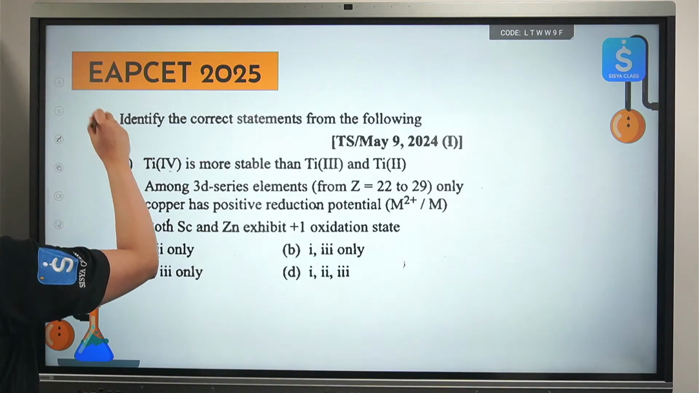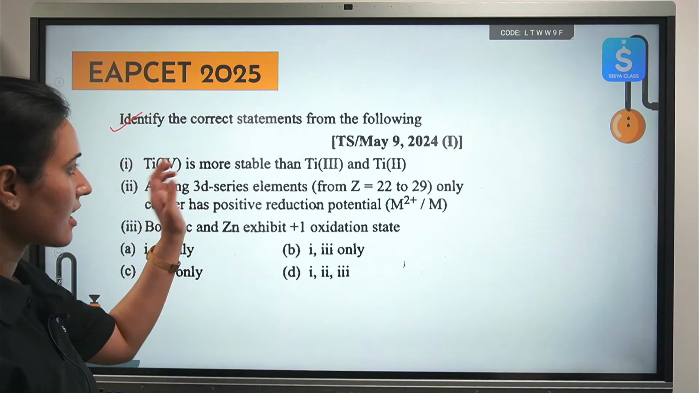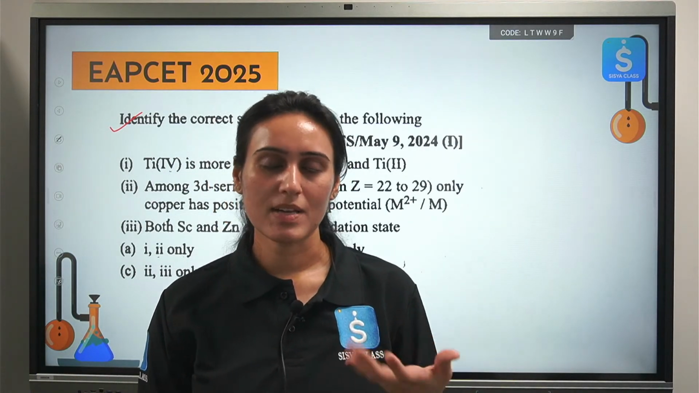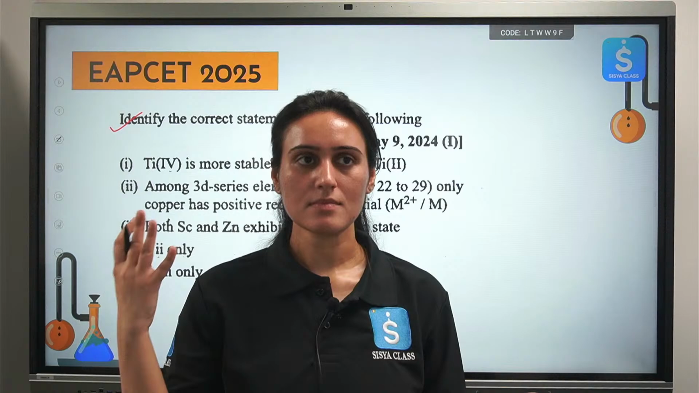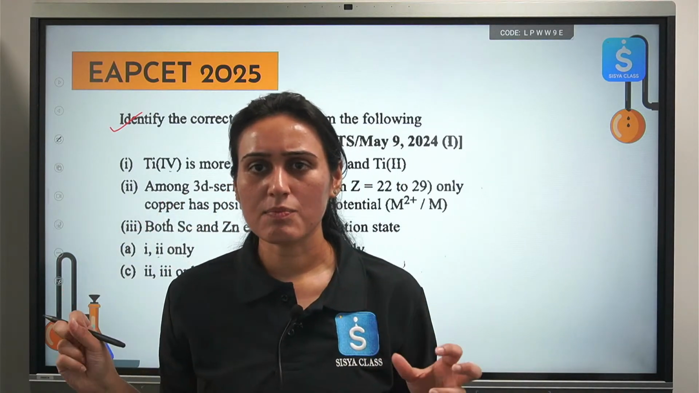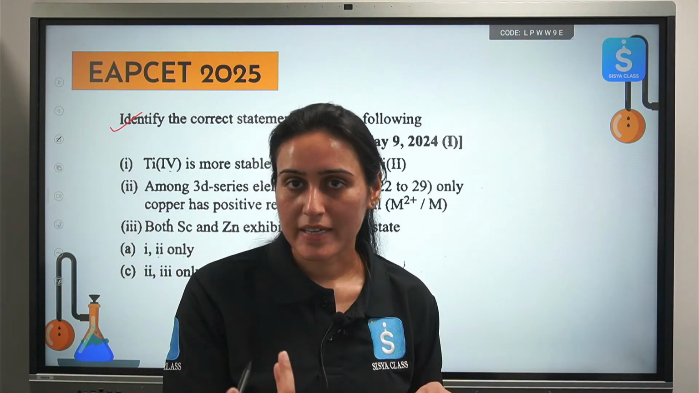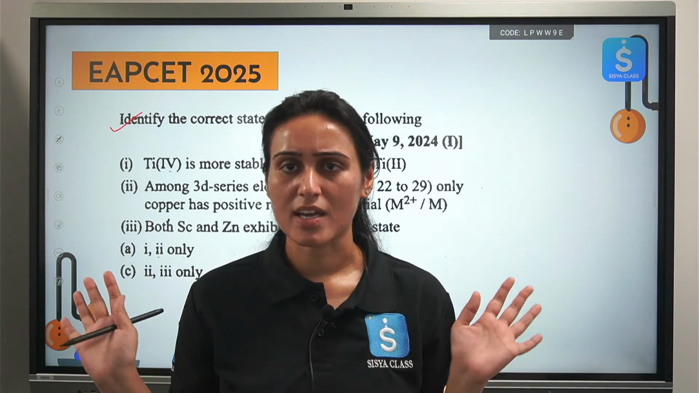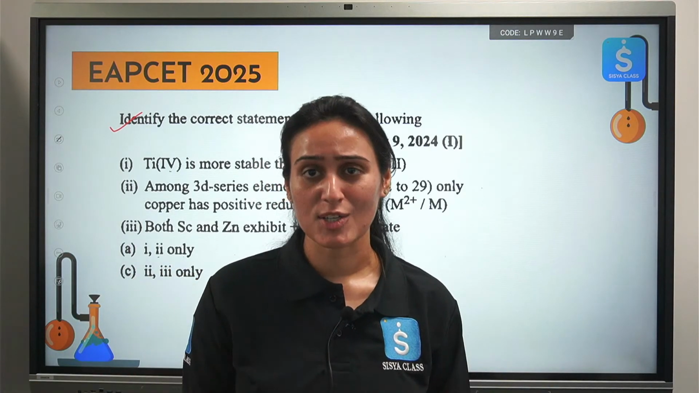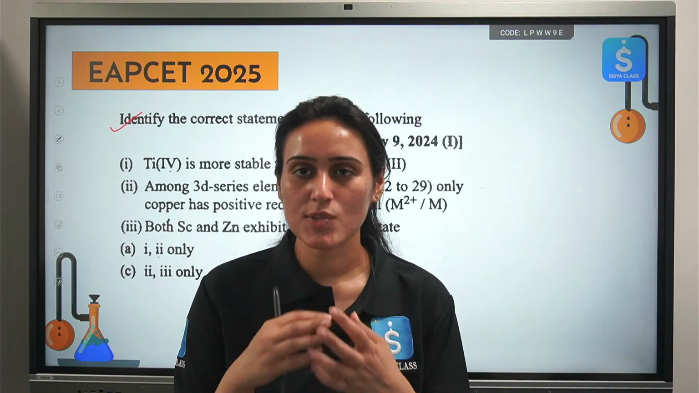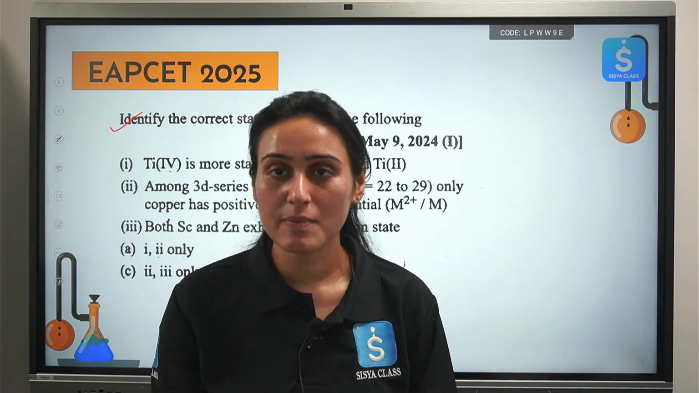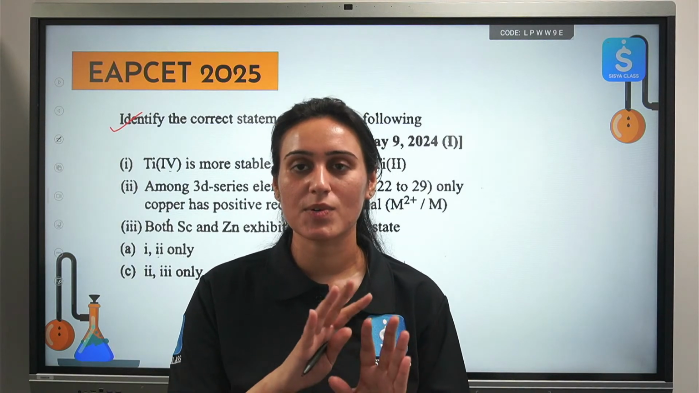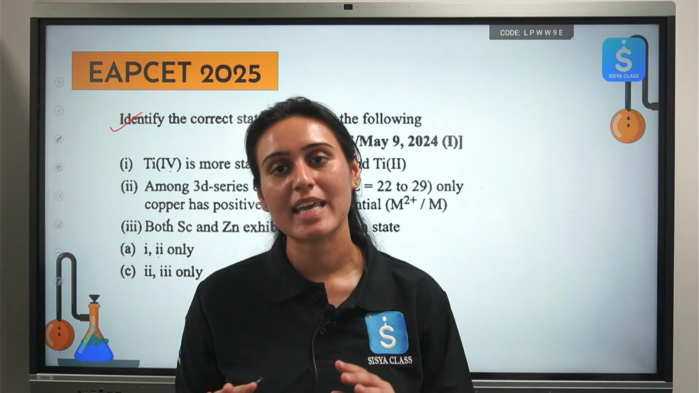The very first question. Identify the correct statements from the following. These are the kinds of questions that they will ask you from d and f block elements. Certain facts, certain important points about your d and f block elements in terms of statements. There will be no numericals involved here, so you have to remember a lot of facts. But those facts are so simple, those facts are repeated so many times that if you revise it once or twice, you will be able to remember it. So don't fear d and f block elements, it is a very easy chapter.